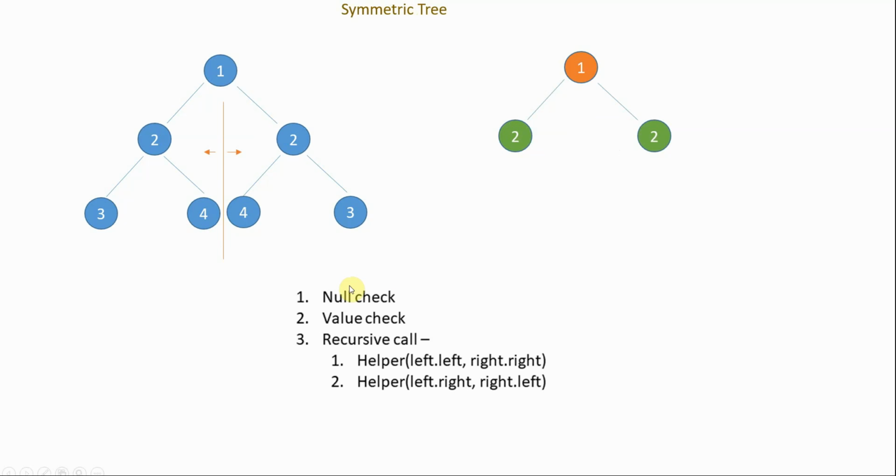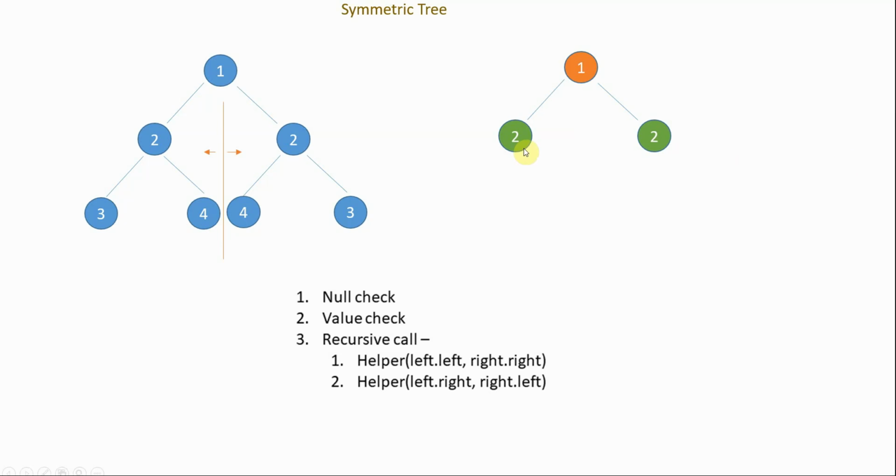It does three things. One, it does a null check for the left and the right node. It checks to see if the left node is null or the right node is null. And if one of them is null, then it needs to just return whether the other one is null or not. If both are null, it returns true. If only one of them is null, then it just returns false, and we already know that the tree is not symmetric.